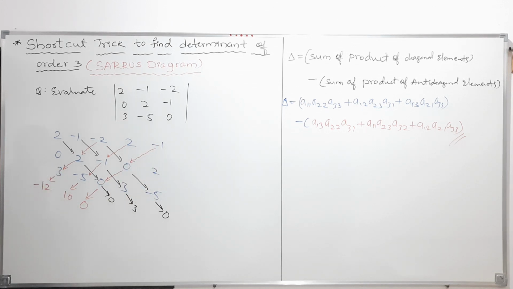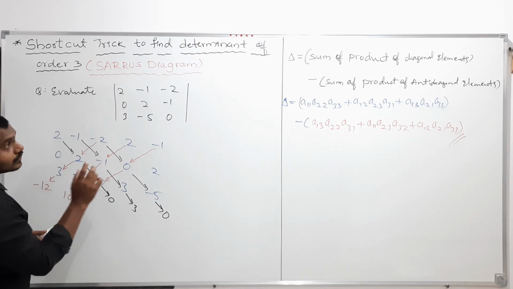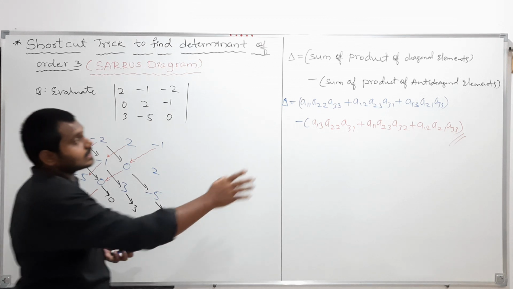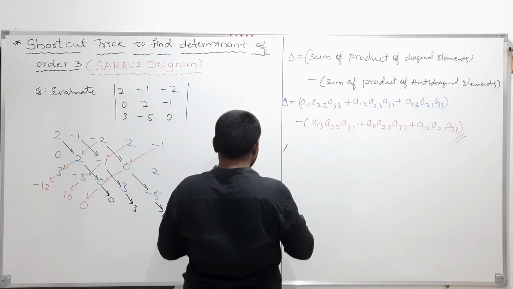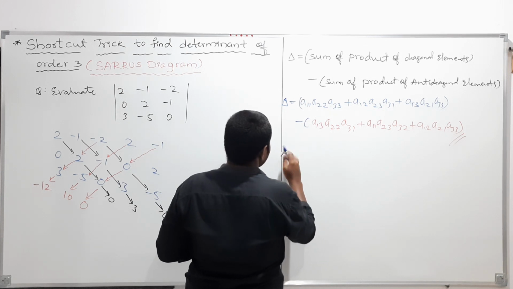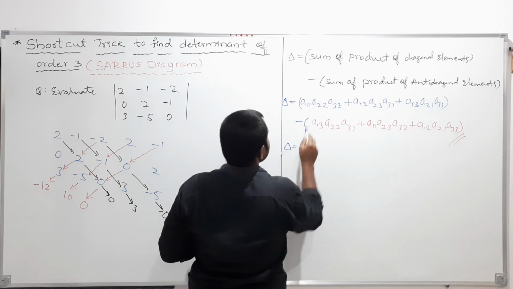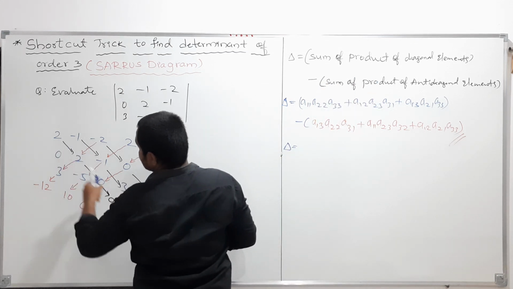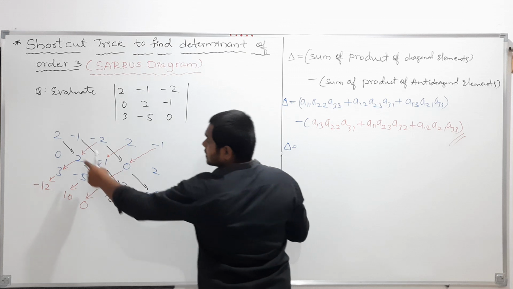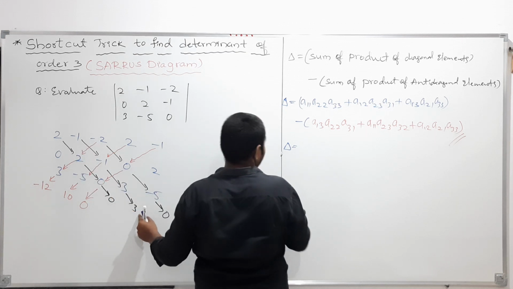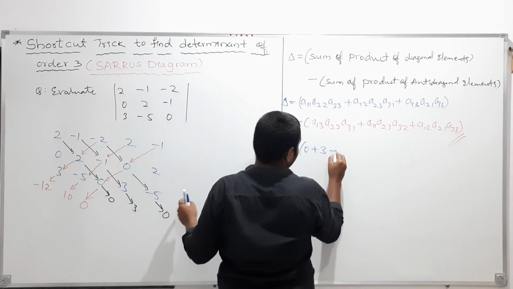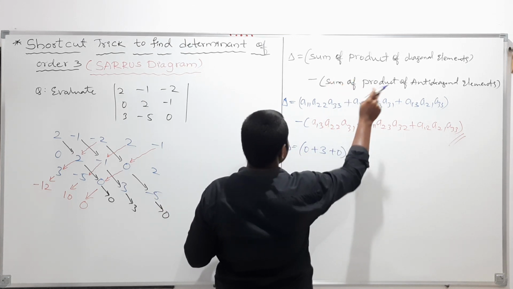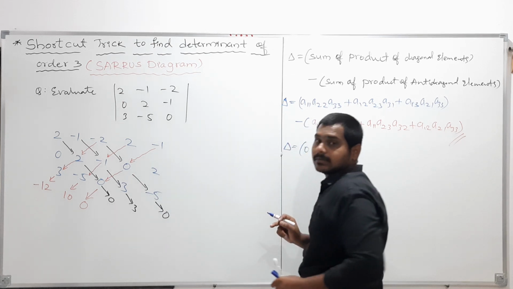Clear? So what is the formula? What I told here, you can take it as a formula. You should take the sum of the products of the diagonal elements. So I am substituting here. Therefore the determinant value is equal to the sum of the products of the diagonal elements. These are the products I got, so I should take the sum. Therefore here it is 0 plus 3 plus 0.